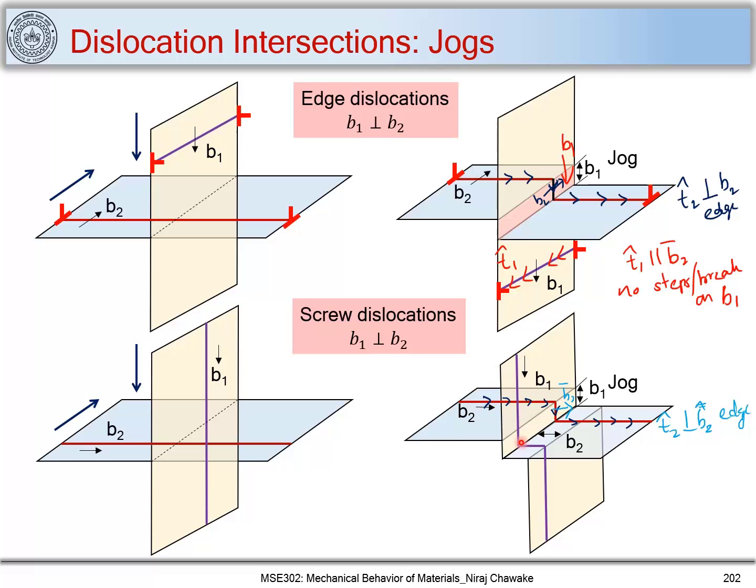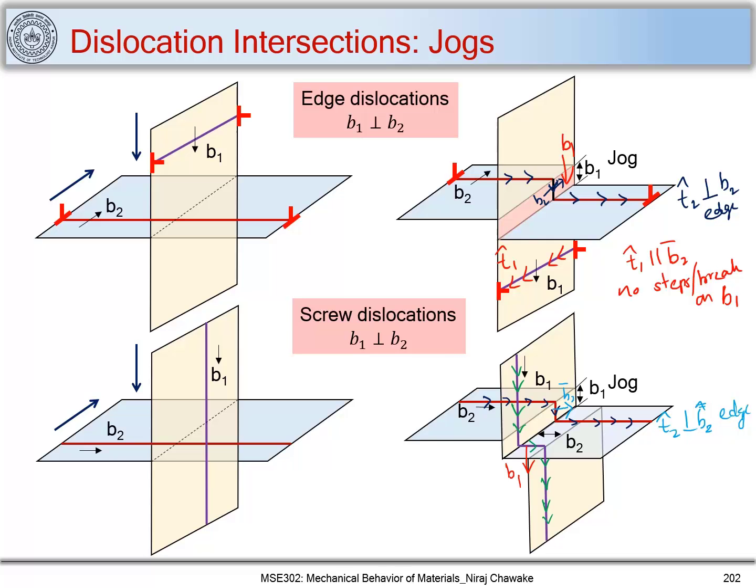Now let's look at what is the nature of this jog which is formed on dislocation B1. To do that we have to find out a tangent vector and a Burgers vector. So let's find out a tangent vector. You have a tangent vector along the dislocation line which is going like this. And what will be the Burgers vector? The Burgers vector remains the same, so it is B1 here.